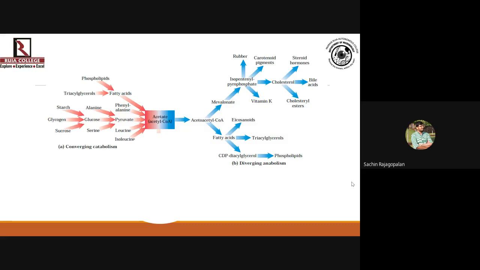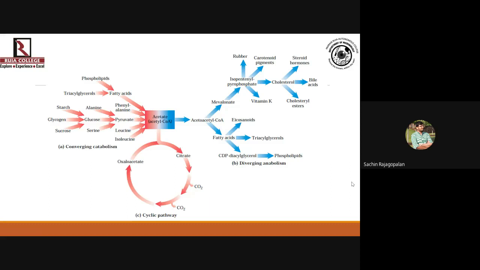process. And other than that, you also have cyclic pathways. So in biochemistry, you will be seeing a lot of cycles where the beginning and the end point is the same, like Krebs cycle. So such pathways will be referred to as cyclic pathways.